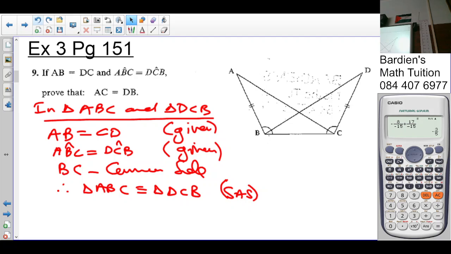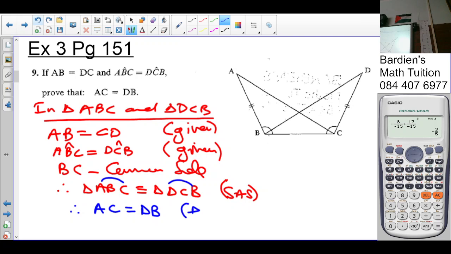Have I answered the question? No. So now I can conclude. Therefore, AC is equal to BD or DB. Why? Because we have proven that triangle ABC is congruent to triangle DCB.